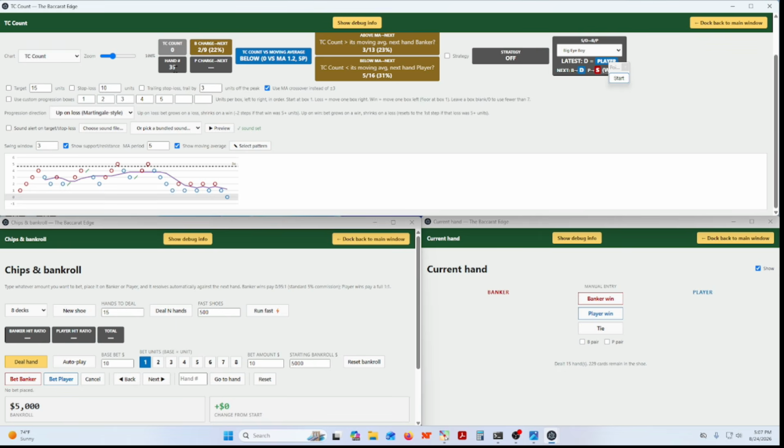So now we're at hand 35. Okay? Banker has crossed +3 9 times, but it only advanced twice. That's 22%.